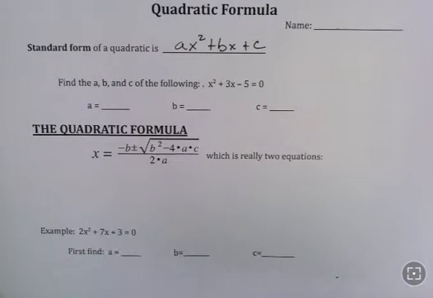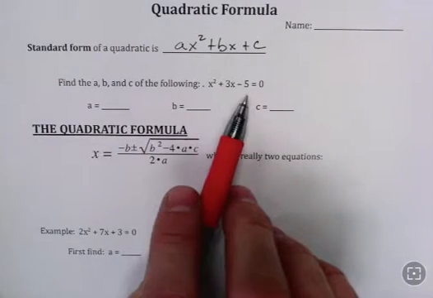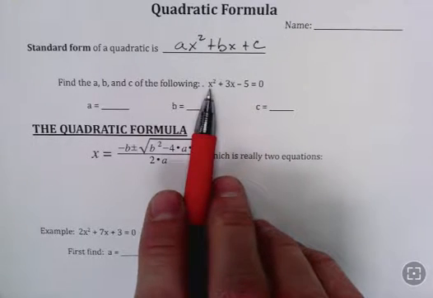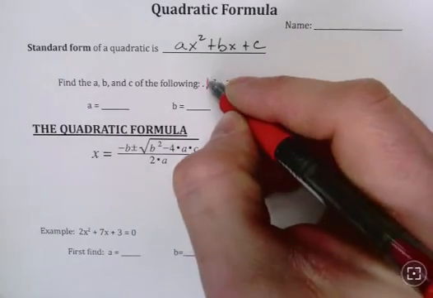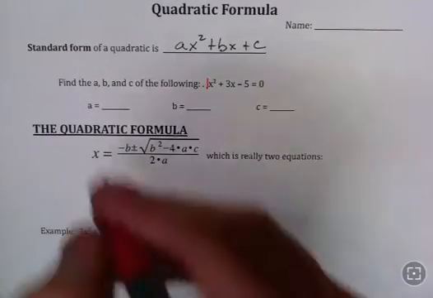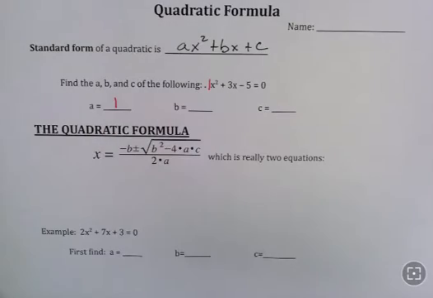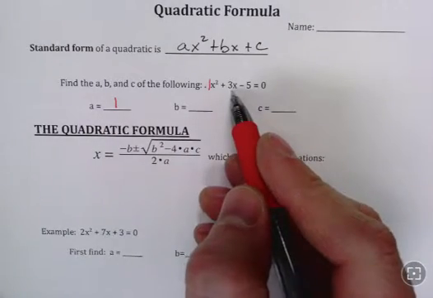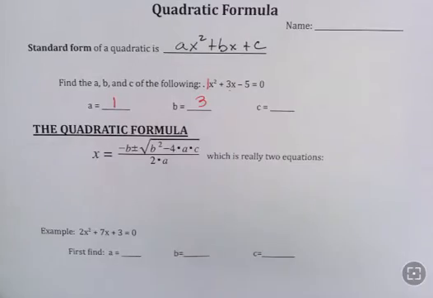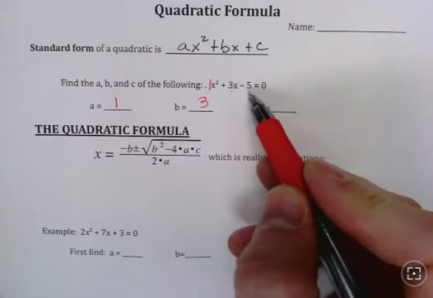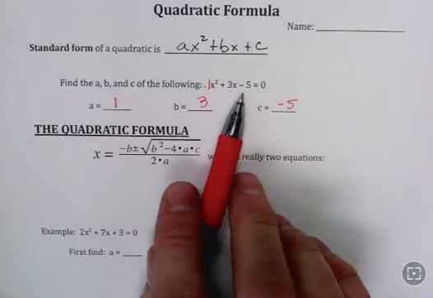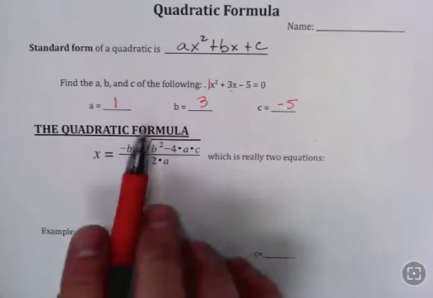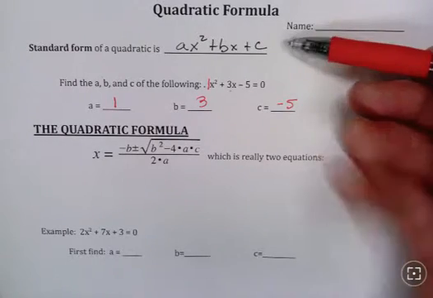So the first thing you should always do is find the a, the b, and the c of each of your quadratic equations. As we look at this one, you have x squared plus 3x minus 5. The a value would be the coefficient, the number in front of the x squared, which would be a 1. So a is equal to 1. The b value is what's in front of the x, which would be 3. And the c value would be your constant, which would be a negative 5. So make sure to include that negative, which is in front of the 5. So a, b, and c right from your standard form.